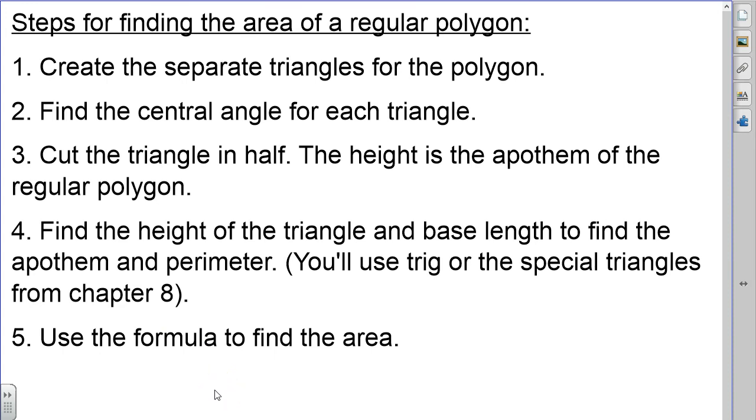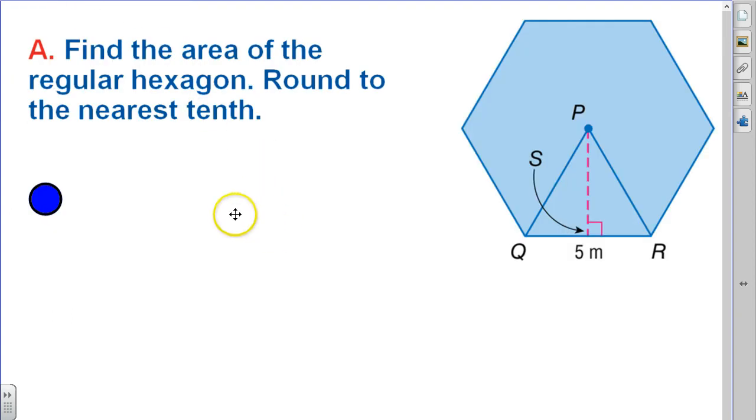So here's the only example we're really going to do in the video. The rest we'll do in class because they get too complex, and it's easier if I can walk you through and talk you through it. We're going to find the area of this regular hexagon, rounding to the nearest tenth.